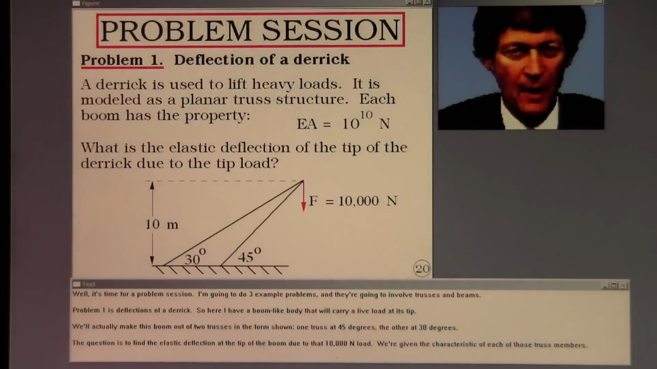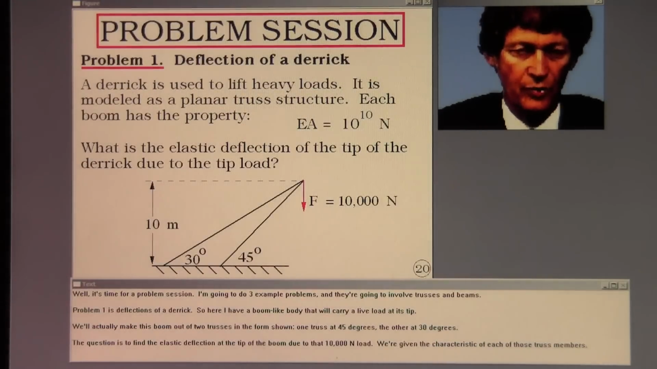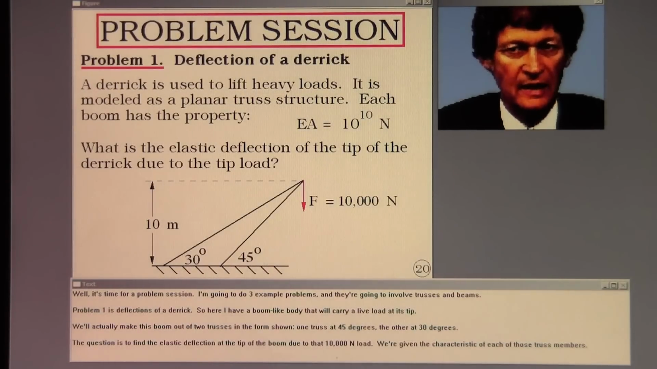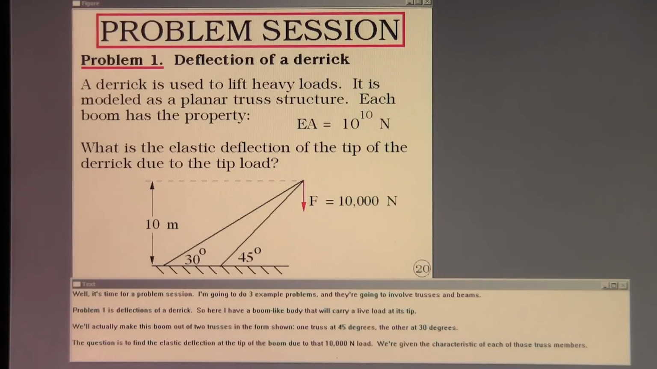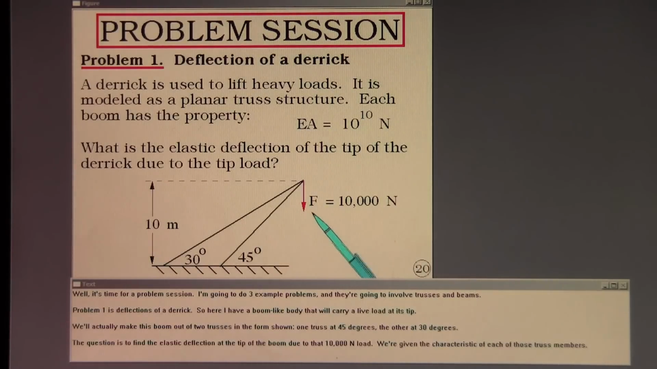Well, it's time for a problem session. I'm going to do 3 example problems, and they're going to involve trusses and beams. Problem 1 is the deflection of a derrick. So here I have a boom-like body that will carry a live load at its tip.